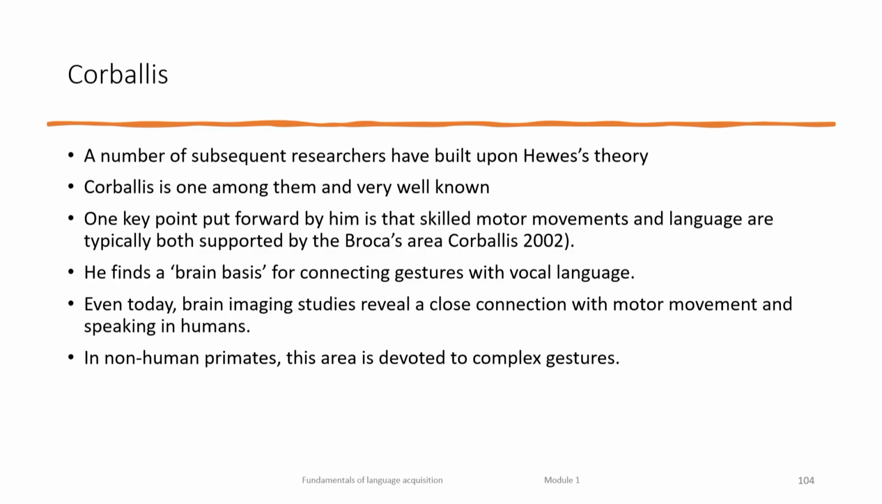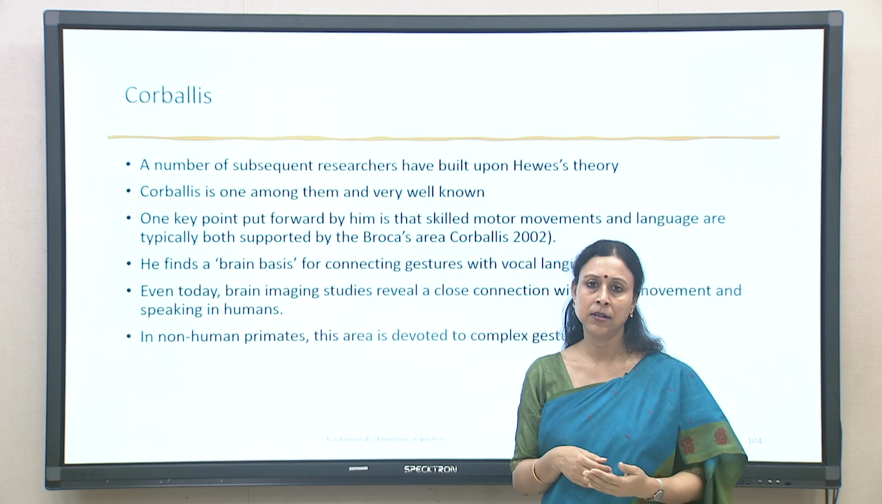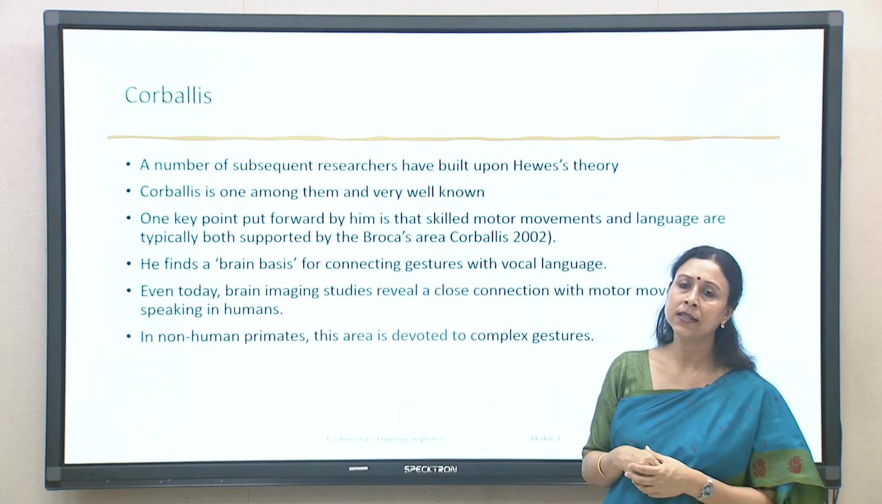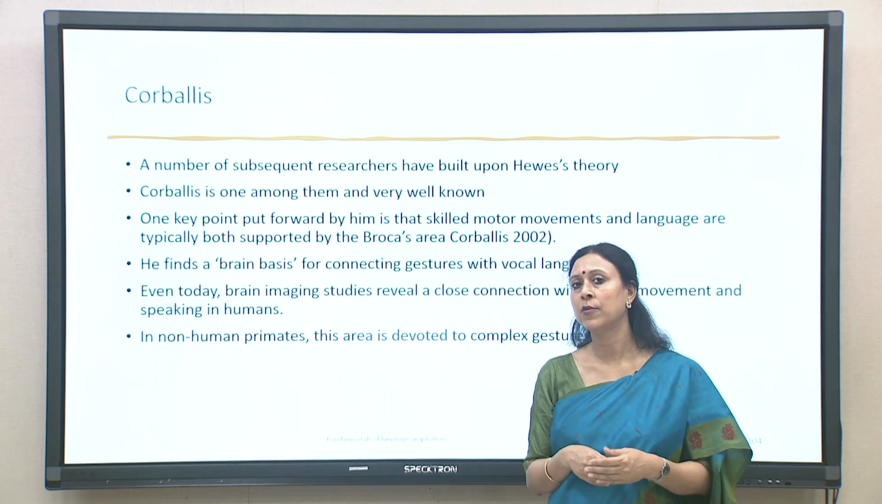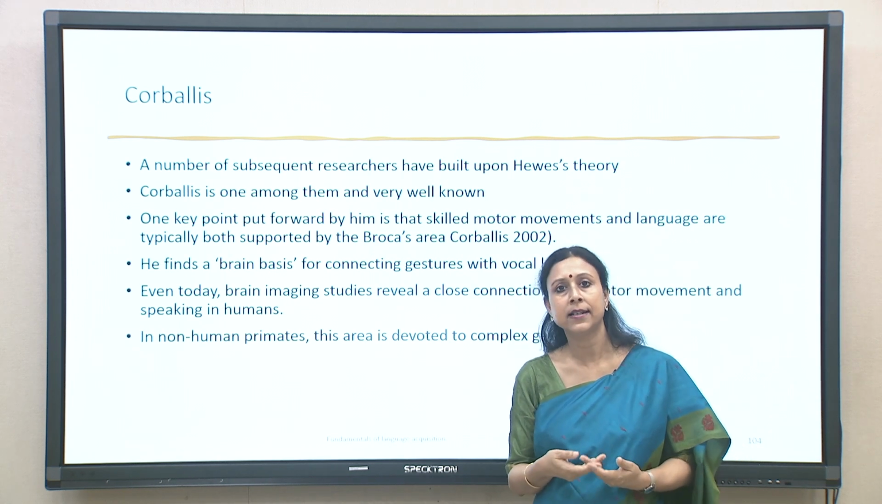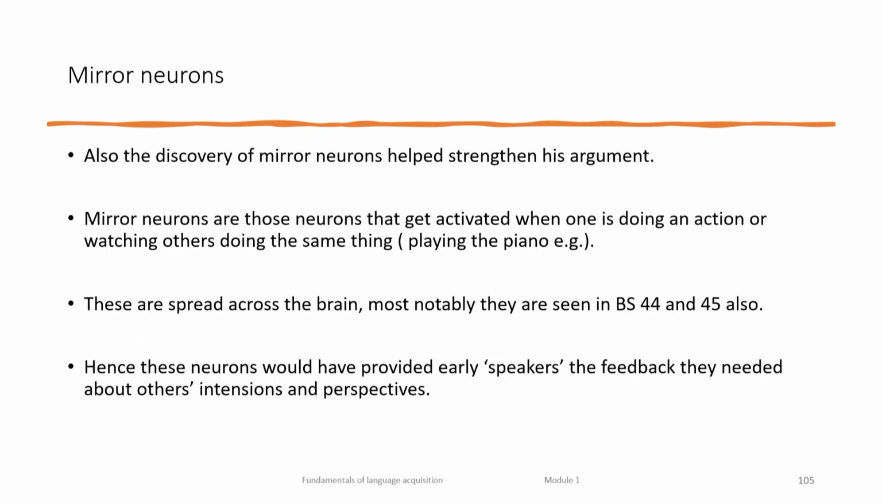He finds a brain basis for connecting gestures with vocal language as a result of this, and even today brain imaging studies reveal a close connection between motor movement and speaking in humans. As I have just said, a lesion in Broca's area impairs your speech production. The articulatory system gets affected. So, this is what he also said, that Broca's area is responsible for both gesture and speech. So, we have a brain basis to support our hypothesis that gestures predated human language. In non-human primates, this area is of course used for complex gestures.